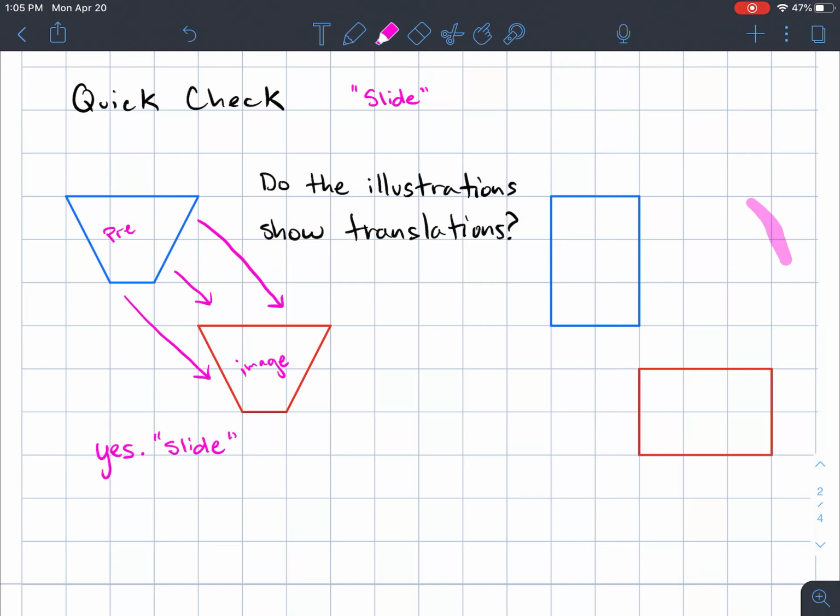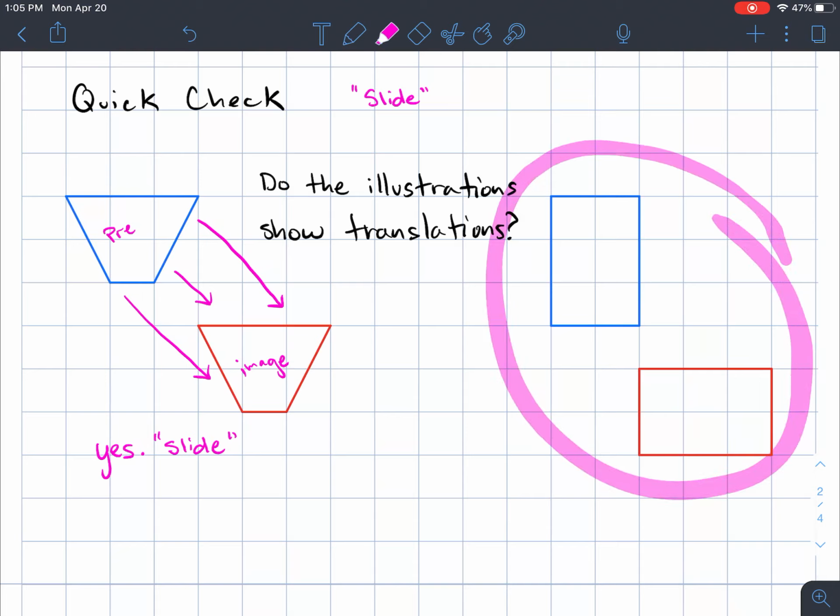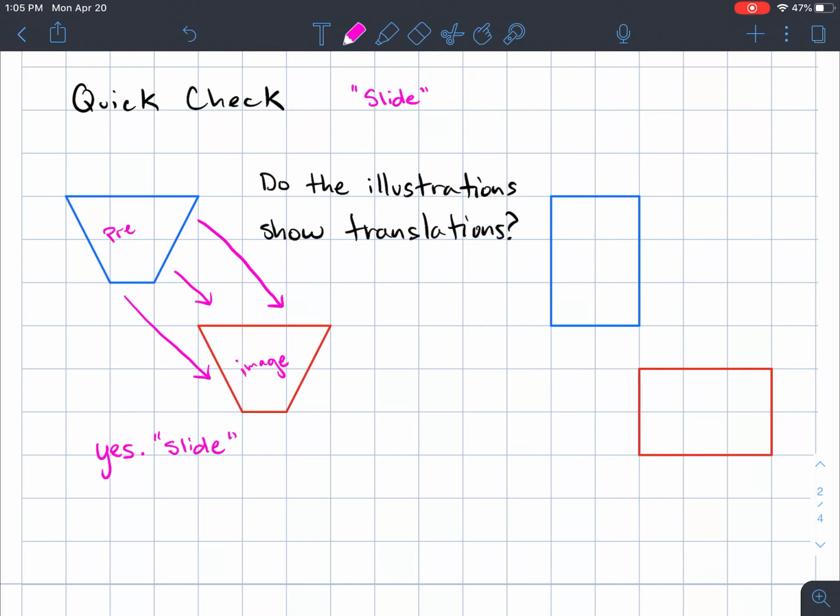So let's take a look at our next set of shapes. We have two rectangles. And again, let's go with the blue being the pre-image, so this is where you start, and the red being the image, so this is where you finish. Is this a translation? What do you notice happened?